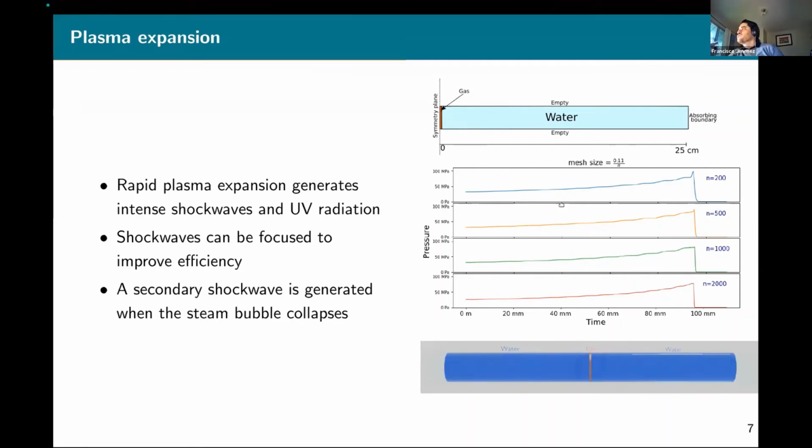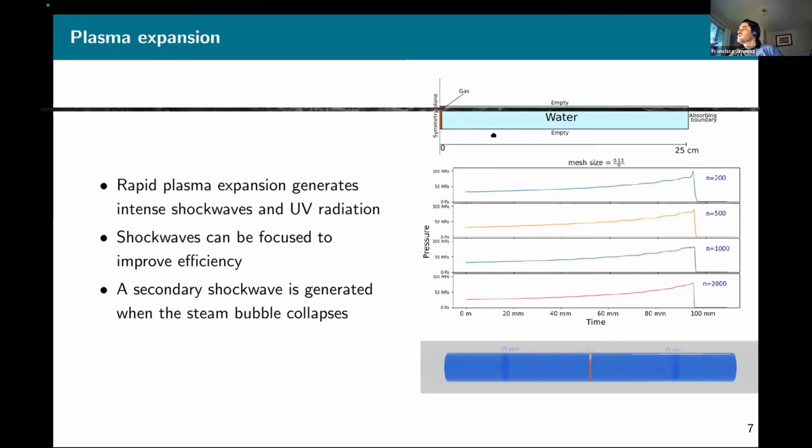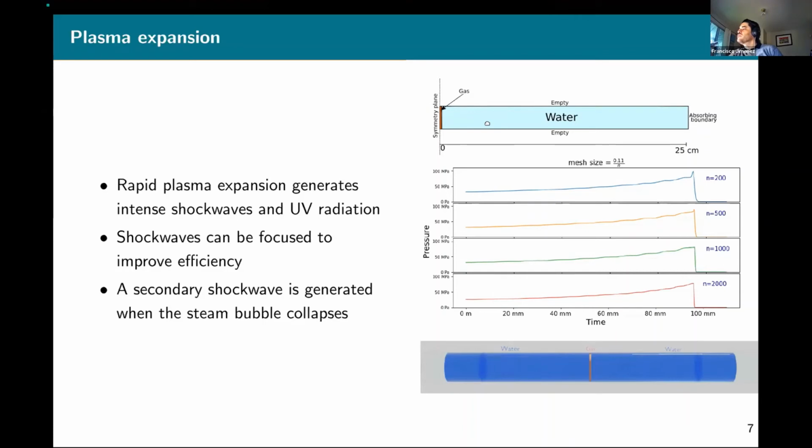In OpenFOAM, we tried different solvers, and we settled with a 2-phase compressible solver. Here is a simple 1D mesh study where we study the mesh size and what size we will need to properly capture the pressure wave that is coming from the gas channel.